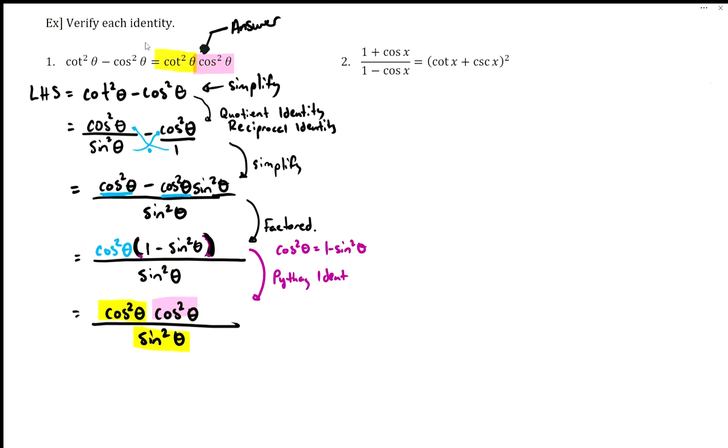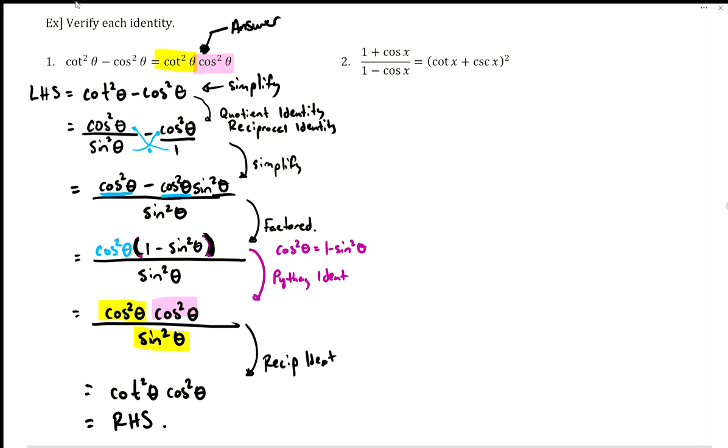Okay, but let's finalize it. So we've got one more step. That's cotangent squared theta, which was highlighted in yellow. And then cosine squared theta is still there. Okay, so again, we did the reciprocal or quotient identity. Let's just say reciprocal this time. And then to fully finalize it, we say that was equal to the right-hand side. We did it. We showed it. Okay, so we proved it. So that's how we verify these identities.